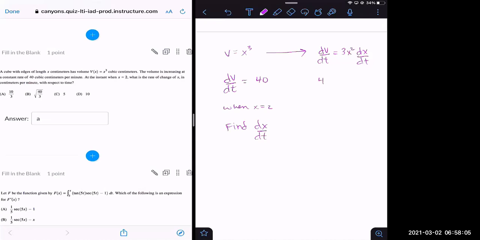dv/dt is 40, x is 2, and we can solve for dx/dt. So it really is just 40, let's see, 3 times 4 is 12, so 40 divided by 12.